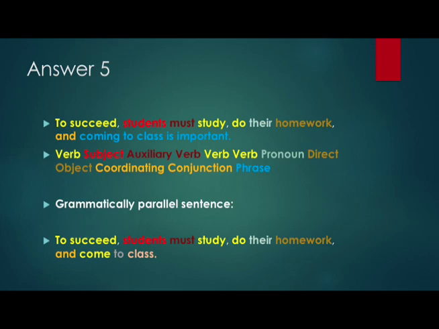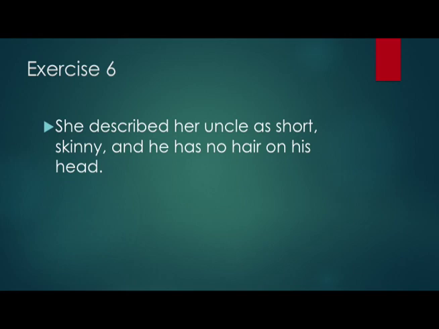And is a coordinating conjunction. And then coming to class is important, is a phrase. So what we need to do here is to make this grammatically parallel. To succeed, students must study, do their homework, and come to class. So it's not completely parallel in the sense that there's nothing following study, but at least each of the three phrases at the end starts clearly with a verb in the same tense. So that is acceptable.